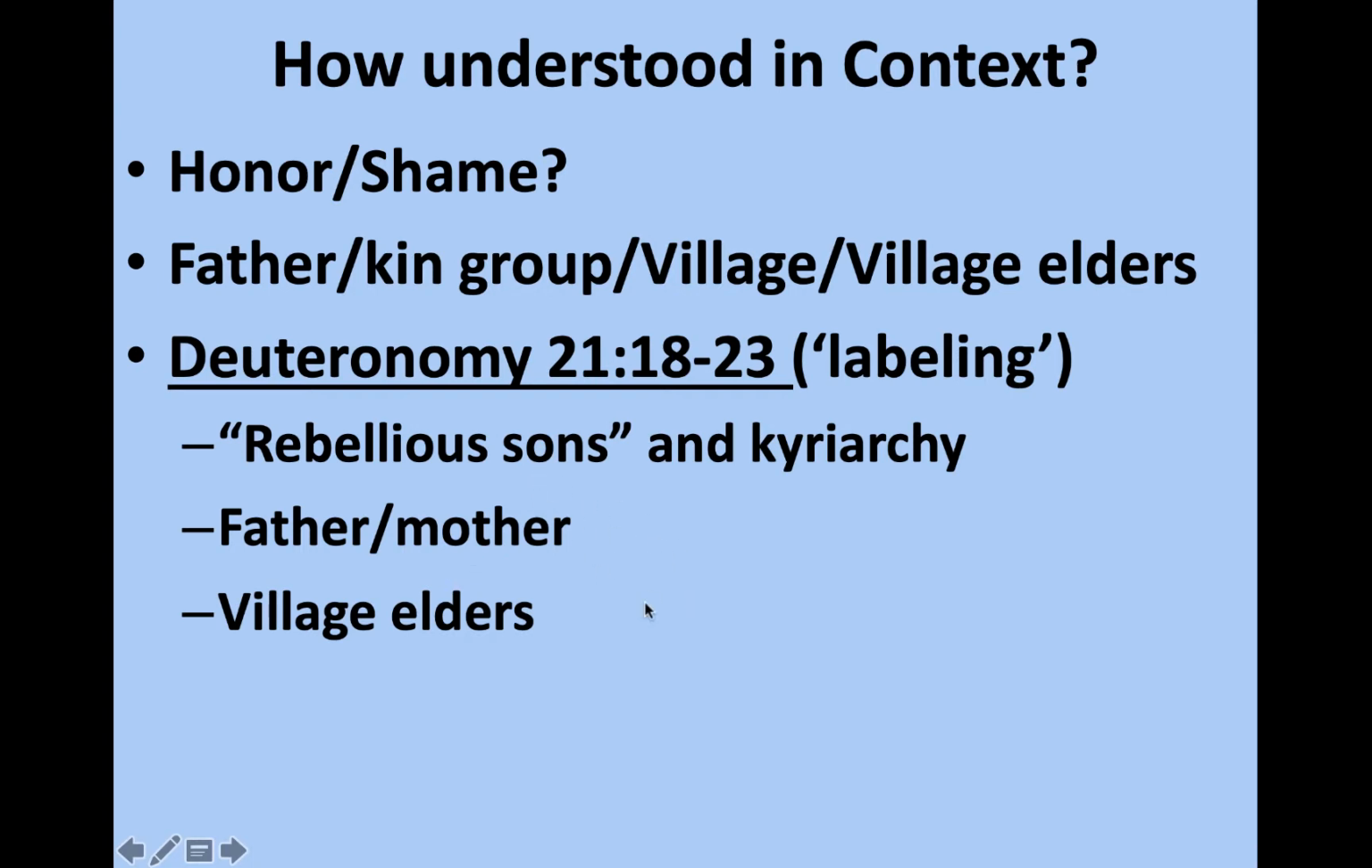Notice this interesting text out of Deuteronomy from the Hebrew Bible, chapter 21, verses 18 through 23. Using cultural anthropology or social science, this phenomenon is considered labeling. Notice that the text deals with rebellious sons. And here we see a political structure of hierarchy or patriarchy. It refers to father and mother, and village elders.